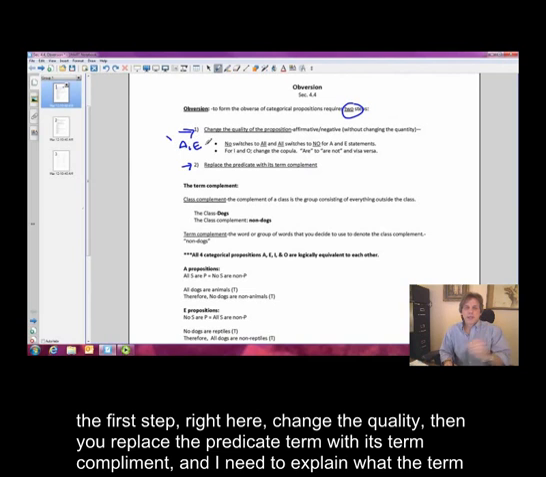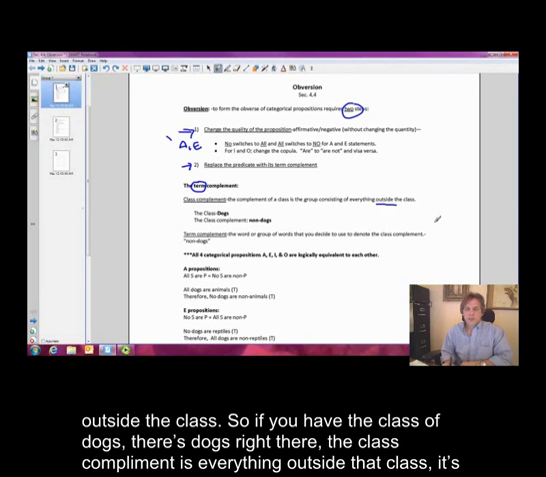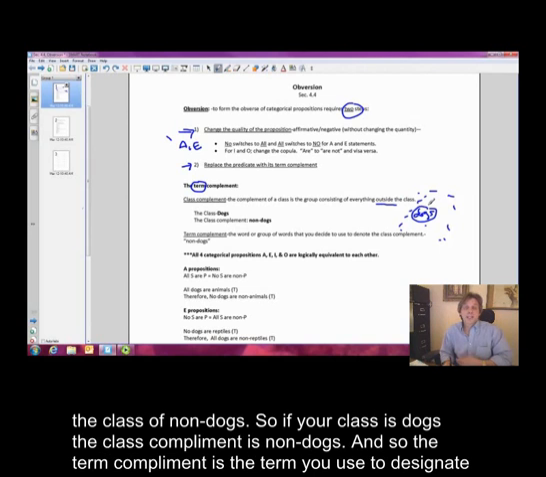Okay, the second step, so that's the first step right here. Change the quality. Then you replace the predicate term with its term complement, and I need to explain what the term complement is, okay? First of all, what is the class complement? It's real easy. The complement of a class is the group consisting of everything outside the class. So if you have the class of dogs, the class complement is everything outside that class, okay? It's the class of non-dogs. So if your class is dogs, the class complement is non-dogs. And so the term complement is the term you use to designate that class complement.